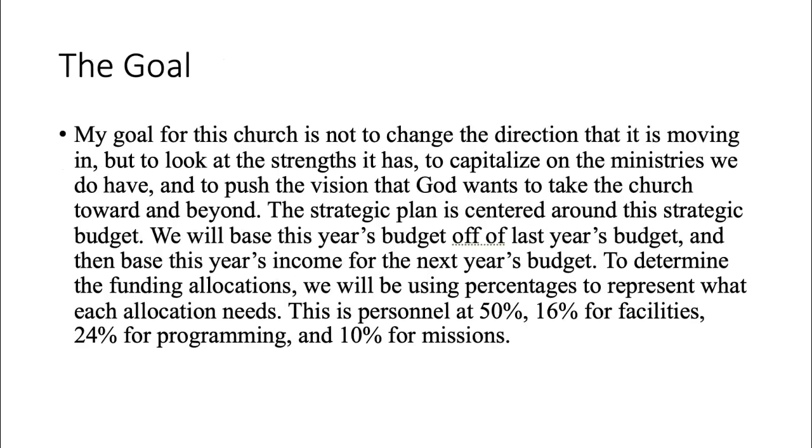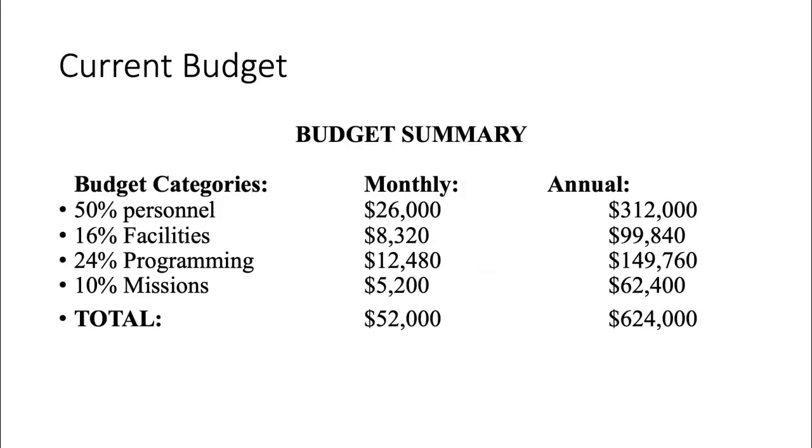The goal for this church is not to change the direction it's moving in, but to look at its strengths, to capitalize on the ministries we have, to push the vision that God wants to take the church towards and beyond. The strategic plan is centered around this strategic budget. We'll base this year's budget off of last year's budget and then base this year's income for the next year's budget. To determine the funding allocations, we will need to use percentages to represent each allocation. This is personnel at 50%, 16% for facilities, 24% for programming, and 10% for missions.